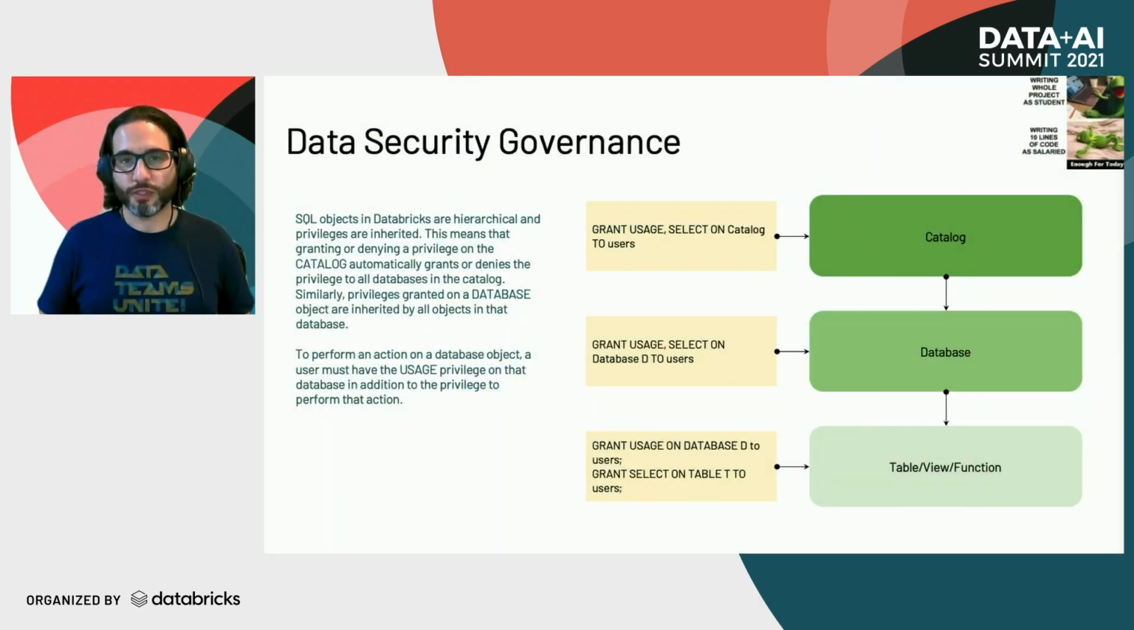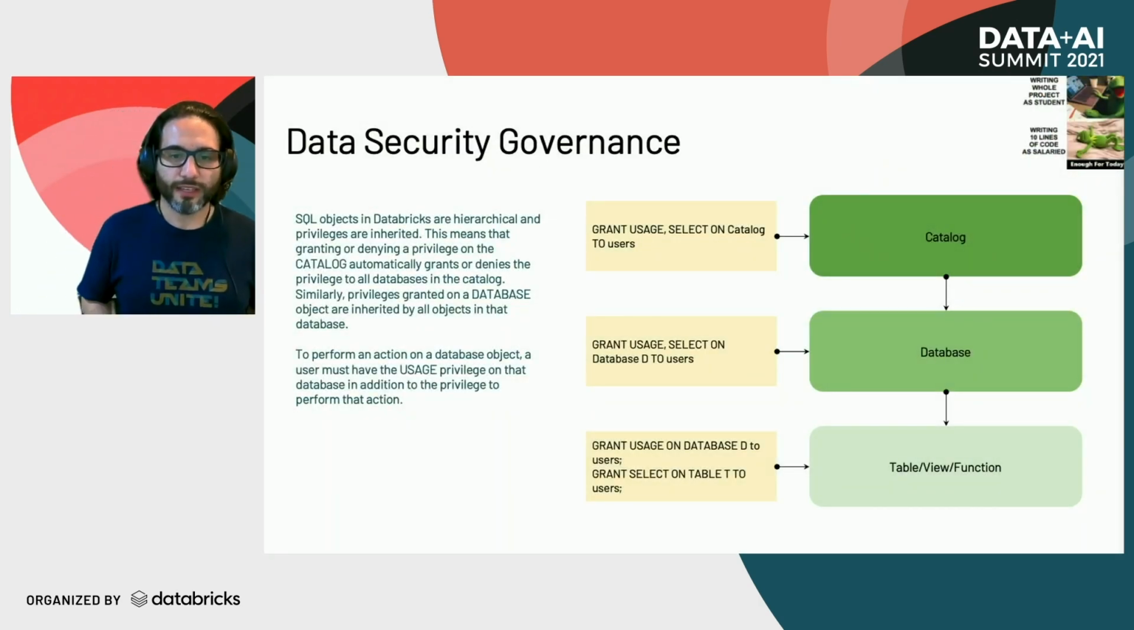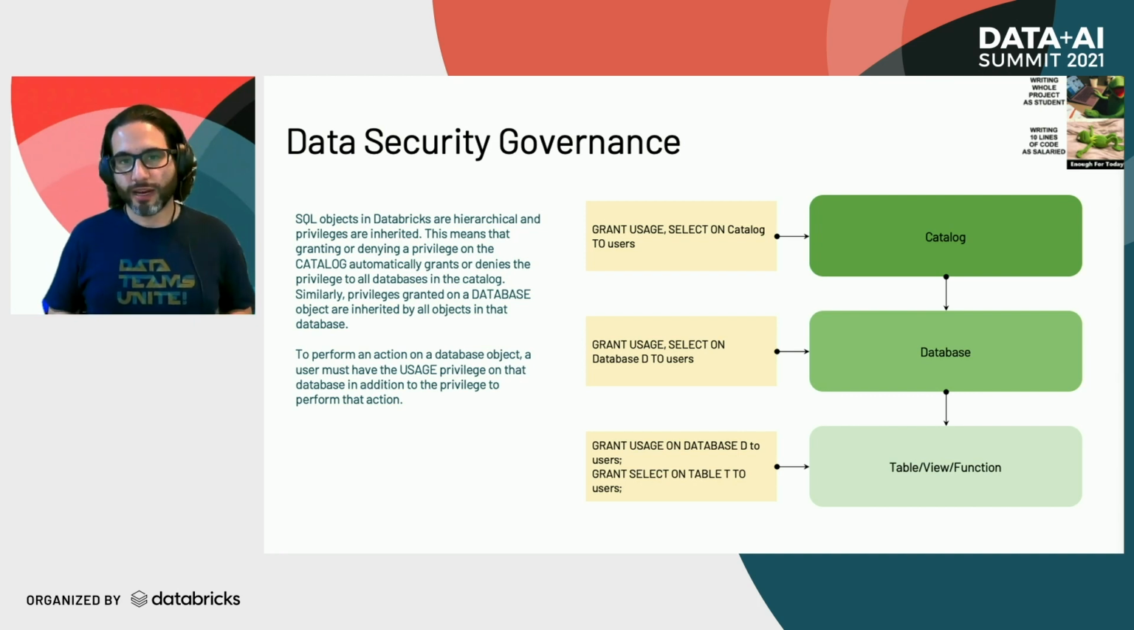What always happens next is we talk about data security governance. And here, what you have to keep in mind is that it's a very similar experience to database or data warehousing technologies. We leverage SQL table access control lists, also referred to as ACLs. And essentially, you can apply grant statements to the catalog and it inherits to the databases and tables underneath. Or you can apply grant statements to the database and that inherits to all the tables and views underneath it. And essentially, this is how you can manage your data governance strategy on Lakehouse.